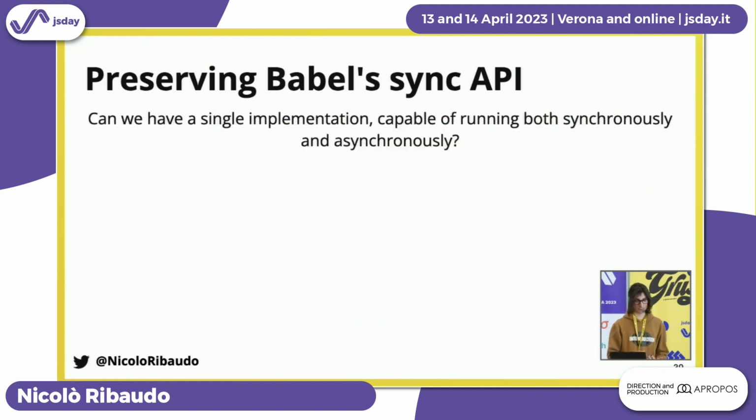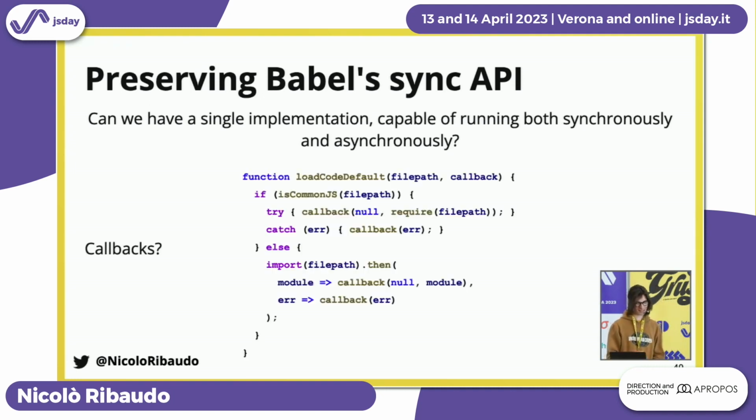So can we have a single implementation capable of running both synchronously and asynchronously? We initially thought about maybe callbacks, where you pass a callback and then you can either call it synchronously or asynchronously, but we all fell in love with async await because it makes it much easier to run async code compared to callbacks. Callbacks don't really work with loops and with conditionals. So could we do something better?